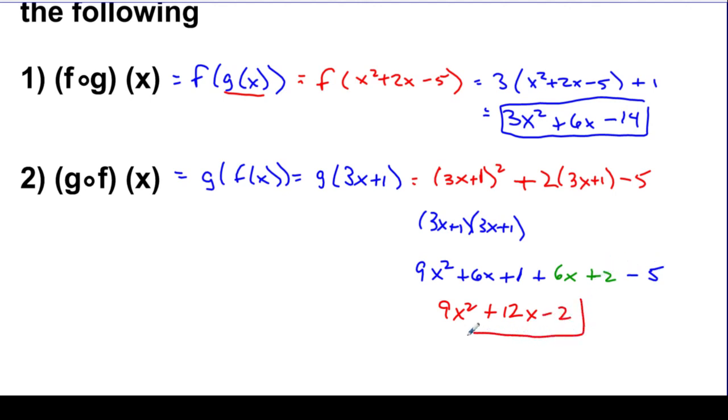So this expression, 9x squared plus 12x minus 2, is g of f of x. And if you notice, it's very different than if I had done it the other way. So again, order matters, really important. The big idea in this video is you can plug an entire expression in, not just a number, and then you just have to use what you know about algebra to simplify those expressions.